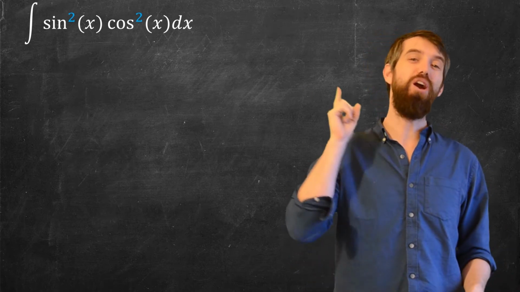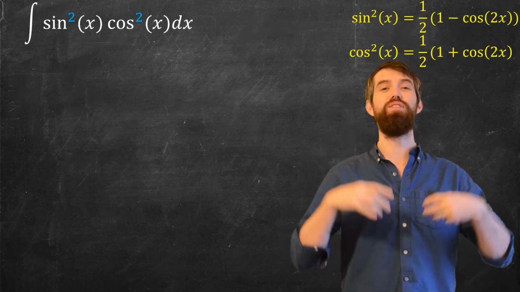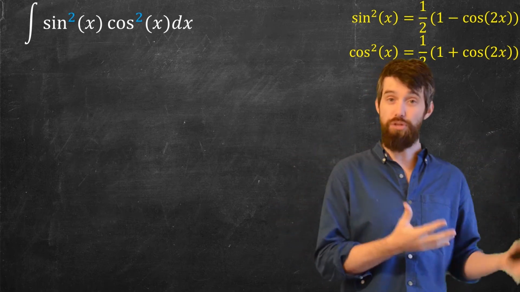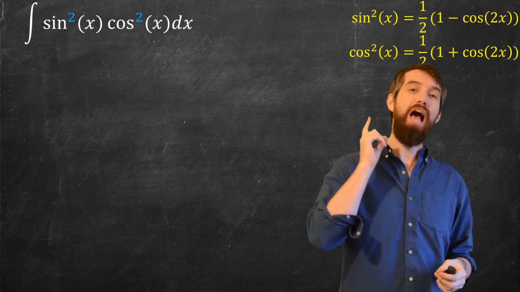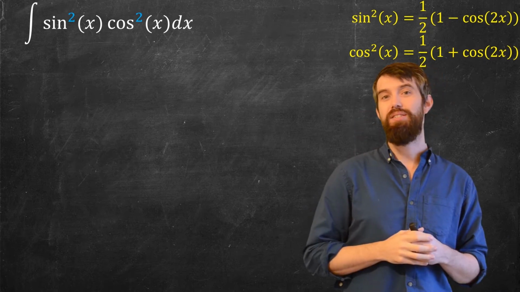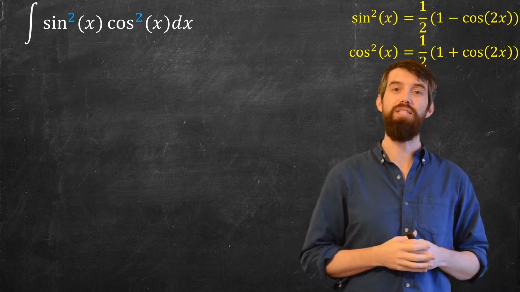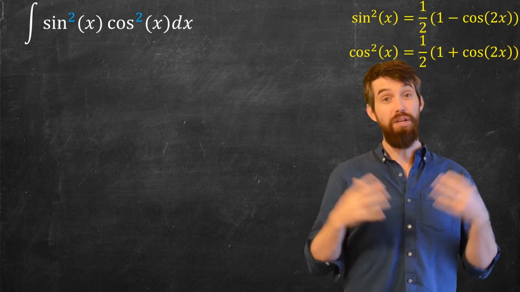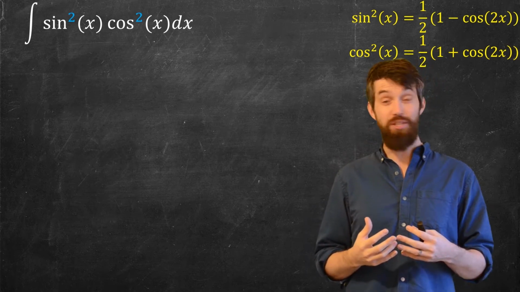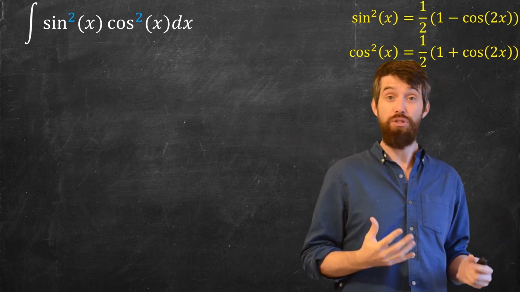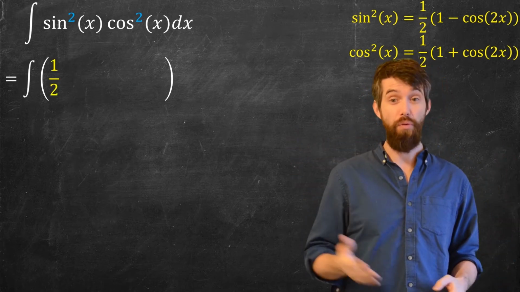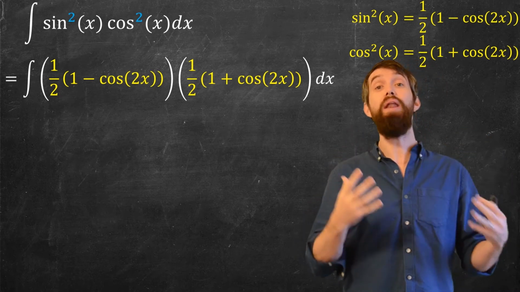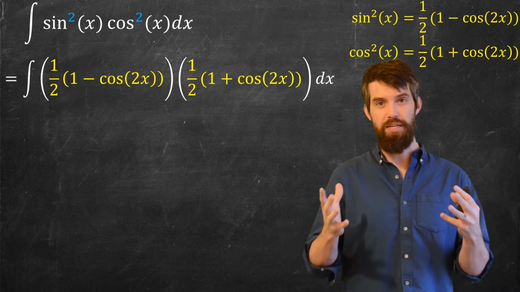Well, thankfully there are more identities. The next ones I'm going to show you are the so-called half-angle identities. They take sine squared or cos squared, and they make them 1/2 (1 minus cos 2x) in the sine squared case, or 1/2 (1 plus cos 2x) in the cos squared case. So in this case, where I have sine squared times cos squared, I'm going to apply the half-angle identity for both of those. I get the 1/2 (1 minus cos 2x) and the 1/2 (1 plus cos 2x) dx.